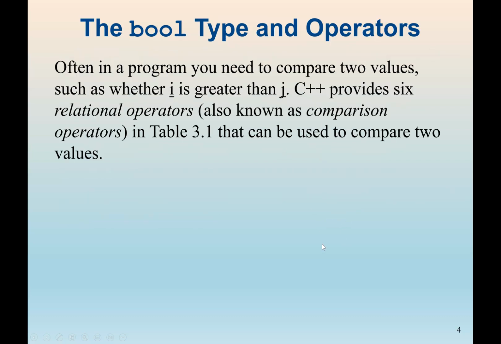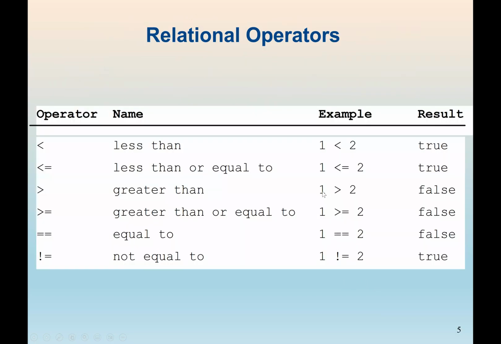So often in a program, we need to compare 2 values. Here, for example, if I is greater than J, or J is greater than I. So C++ provides 6 relational operators, also known as comparison operators, in table 3.1, which will be in our next slide. Now, most programming languages, including Java and Python, use these 6 relational operators.